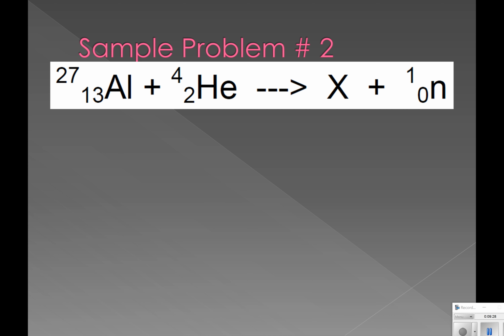Sample problem 2. In this example, we again know both of our reactants and we're looking for one of our products. So we know all of the numbers, all of our masses on the left side of the equation, and we're looking for an unknown on the right side. So we use the law of conservation of mass and tally up our totals on the left side, and we'll compare it to the right.